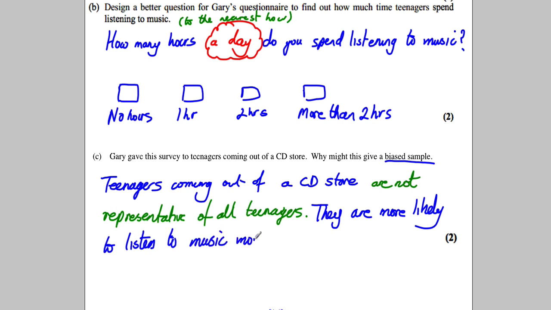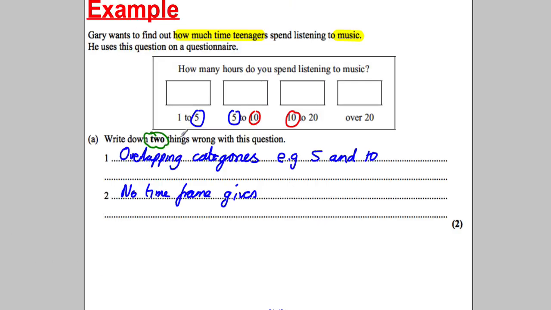Okay, so what you should do is ask teenagers who aren't coming out of a CBC store, maybe just teenagers walking down a random street. That would be much better. And that's everything in one question that sort of comes up. So let's just review the question. Problems with a question: we've got overlapping categories, no time frame, and we've got no option.